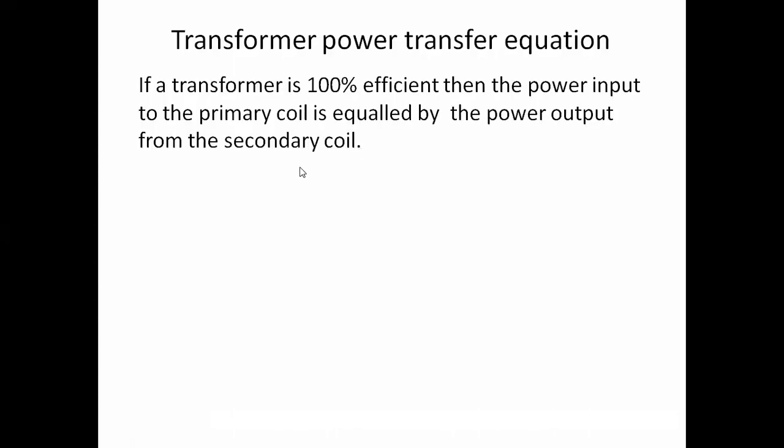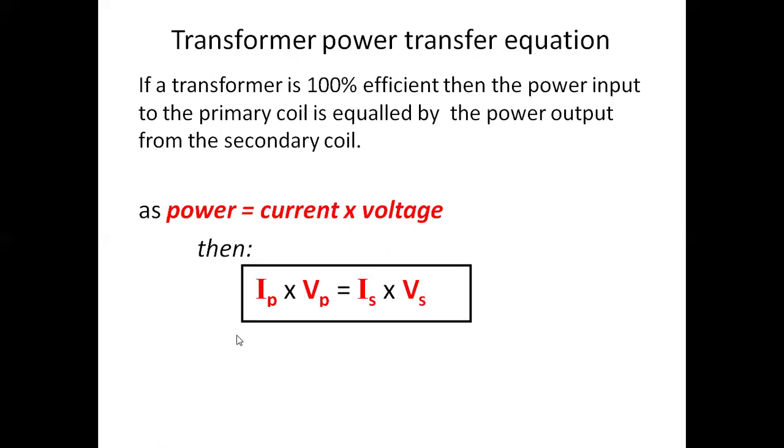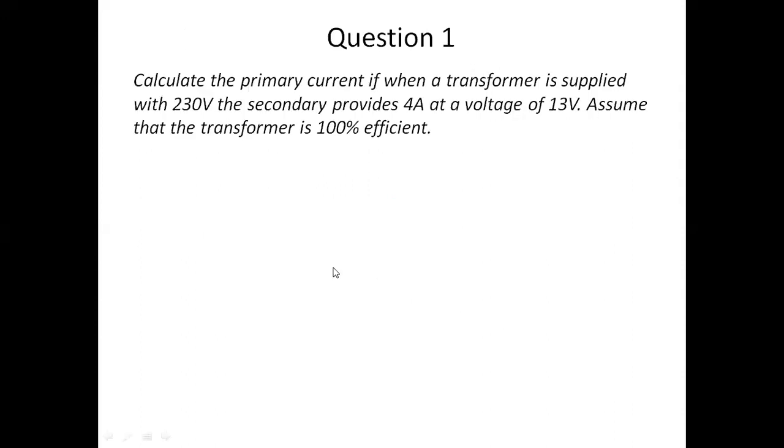Okay, and the next is power transfer, because transformer actually delivers power. Input power will be equal to output power provided the transformer is 100% efficient. Means input will be equal to output. What does efficiency mean? Output over input. If output is equal to input, means it is 100% efficient. Okay, so power is voltage into current. Then Ip into Vp is equal to Is into Vs.